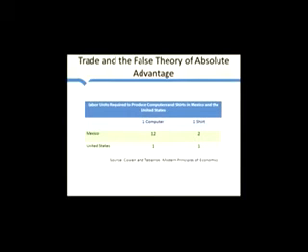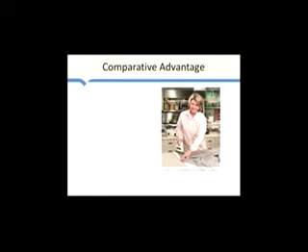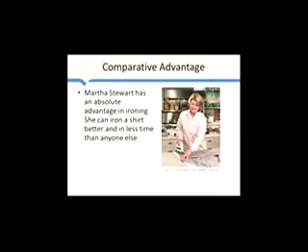Now, let's stipulate that Martha Stewart has an absolute advantage in ironing. She has an advantage in ironing just like the United States had an advantage in producing computers and shirts in the previous example. In other words, we'll stipulate that Martha Stewart can iron a shirt better and in less time than anyone else. So, if Martha Stewart has an absolute advantage in ironing, should Martha Stewart iron her own shirts? And of course the answer here is no.